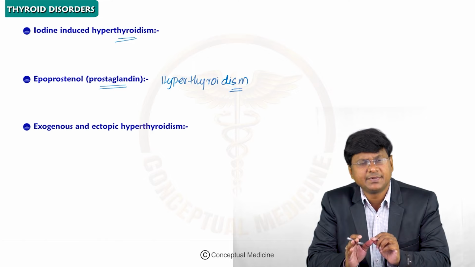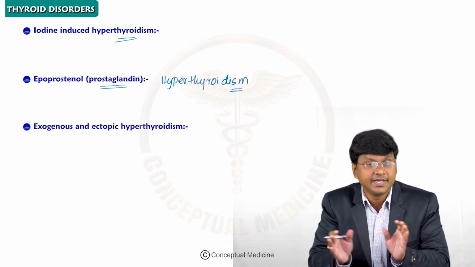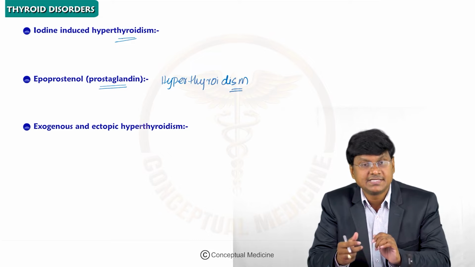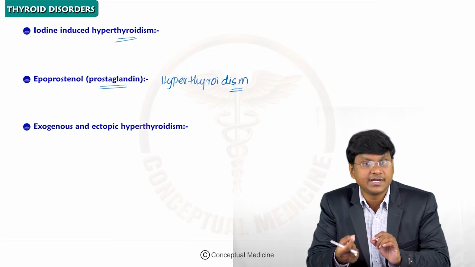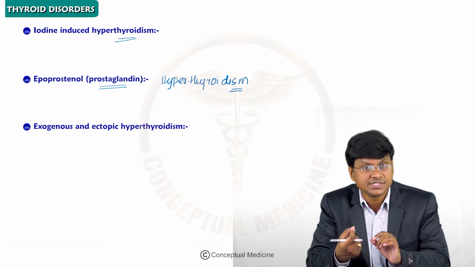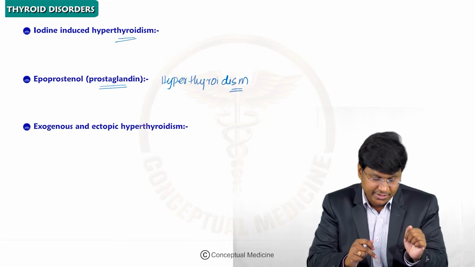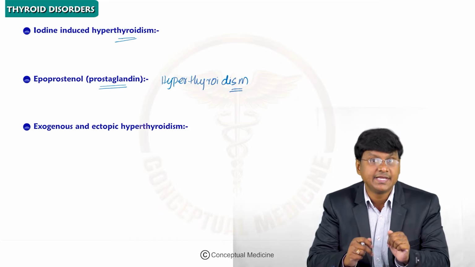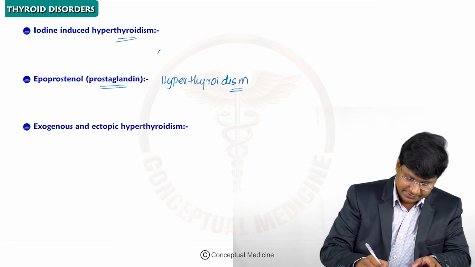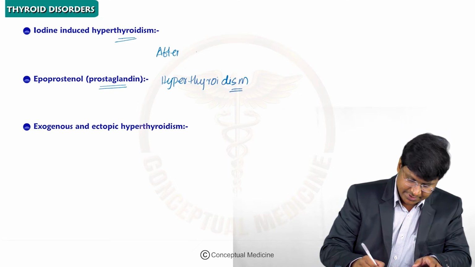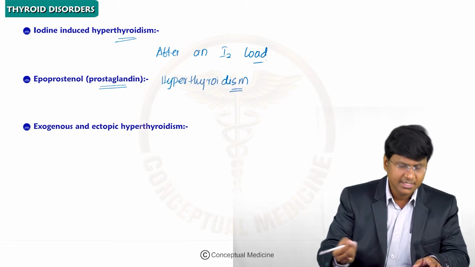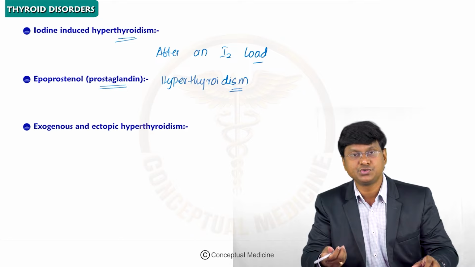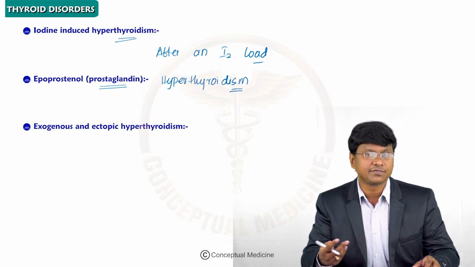Now, the next thing you see, iodine-induced hyperthyroidism. Although uncommon, it can develop after an iodine load, for example after the administration of contrast agent used for angiography or CT, or iodine-rich drugs such as amiodarone. So iodine-induced hyperthyroidism can develop after an iodine load, and this iodine load can be in any form, either contrast agent which you give during angiography or drugs like amiodarone.